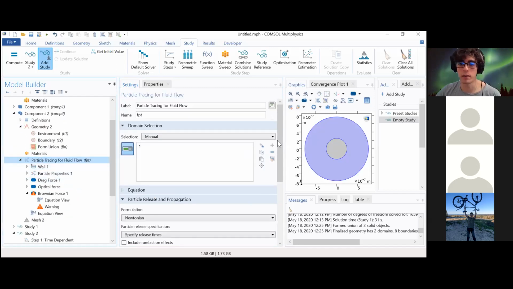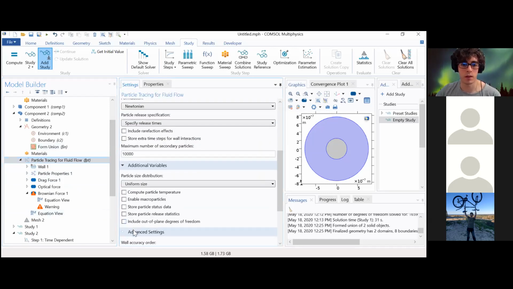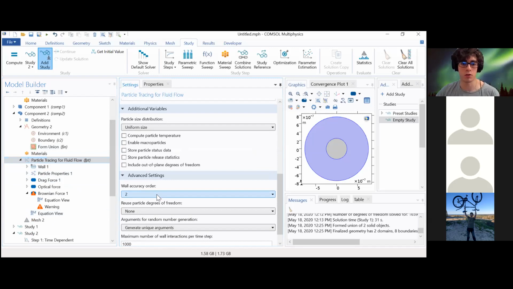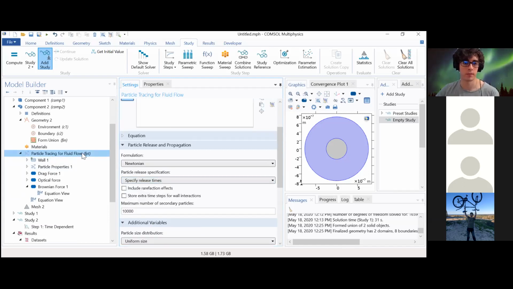Now, one thing that we need to add in the particle tracing for fluid flow is in advanced settings, we need to set the accuracy order of the wall to 1, because otherwise this makes the calculation for the Brownian force very long. So I will just leave it here.